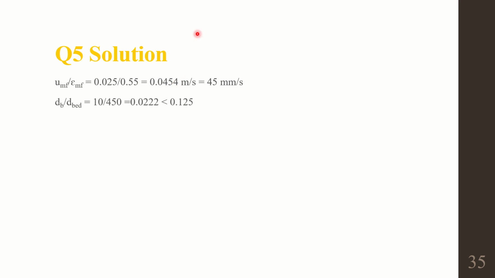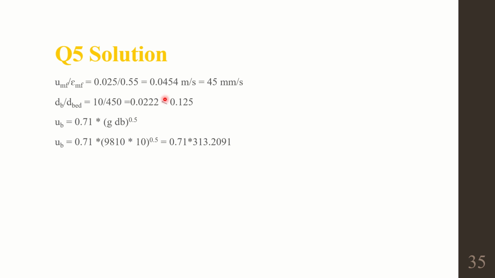And dB by dbed, that is 10 by 450, is 0.0222. So in the previous problem itself we saw the diameter of the bubble divided by the diameter of the bed. We need to identify that it should be less than 0.125, so that we can use the given formula, else it would fall under the slugging regime. So dB by dbed is less than 0.125, and we are using this to find UB. It is 0.71 into square root of g into dB. Similarly, same as the last problem.